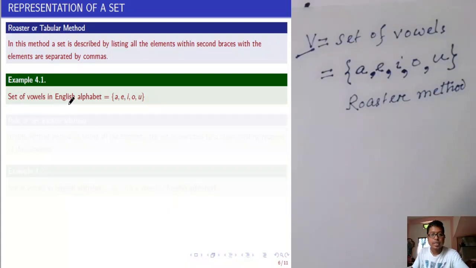Set of vowels in English alphabet: A, E, I, O, U. These are written within curly braces, and they are separated by commas.